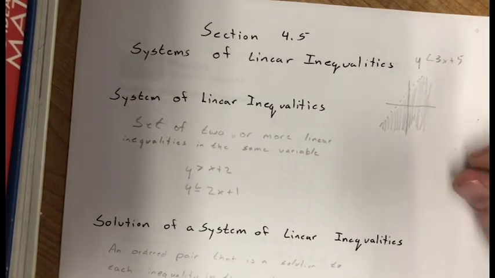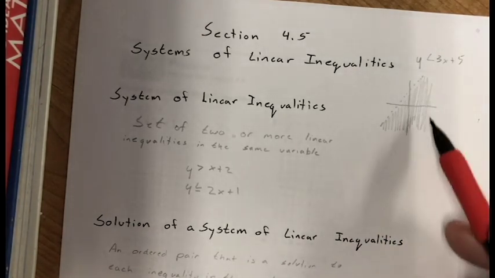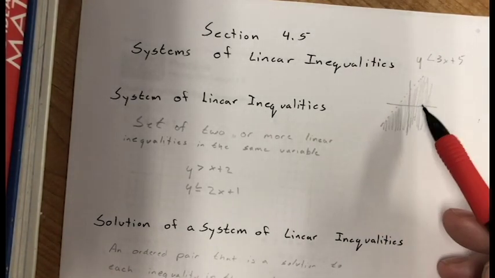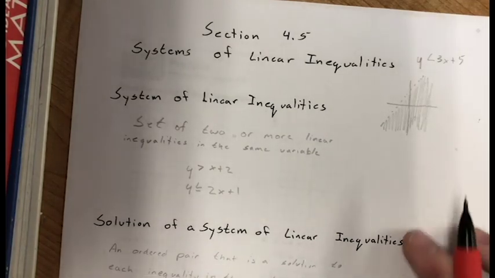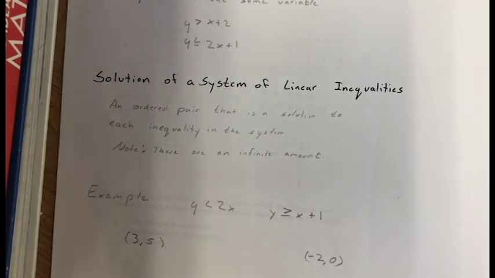Okay, so a system of linear inequalities is where you have two or more of these, and your job is to solve for it. And the solution works like this. It's an ordered pair that is a solution to each inequality in the system. Note, here's the thing. There's actually an infinite amount of solutions here. There's an infinite amount of possible ordered pairs. But our job is just to figure something out. So let me give you a little bit of an example.